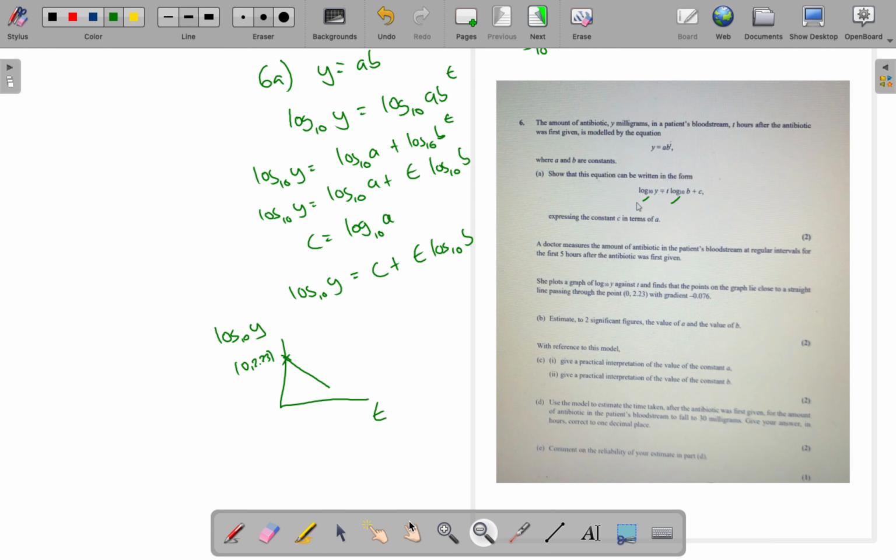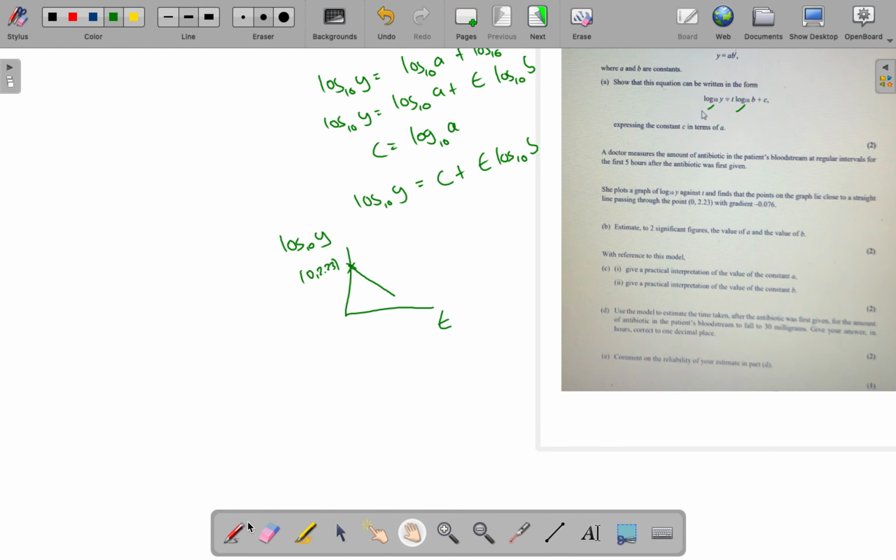Well, essentially, we use this equation here, log base 10 y equals c plus t log base 10 b. We know that a straight line is in the form of mx plus c. So we know that c is the y-intercept, so c is log base 10 a. Here, the y-intercept is 2.23, so we say that 2.23 is equal to log base 10 a. So therefore, we just say that 10 to the power of 2.23 is equal to a.